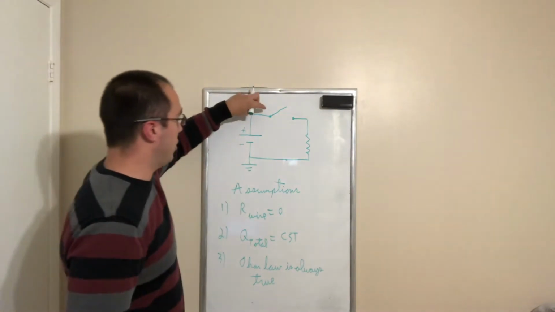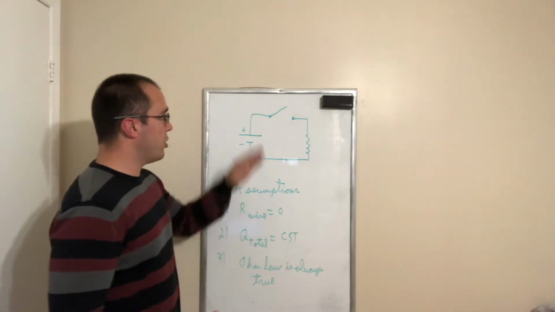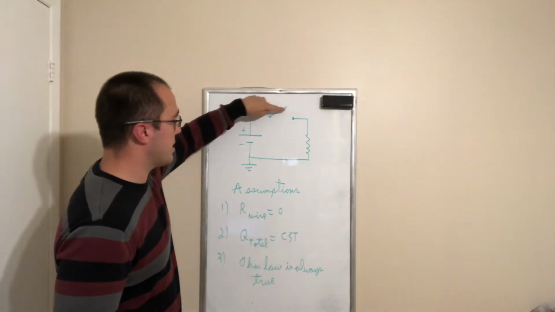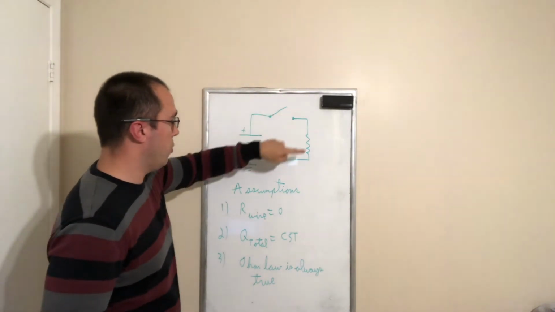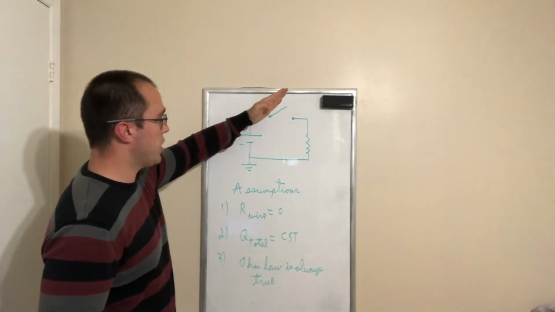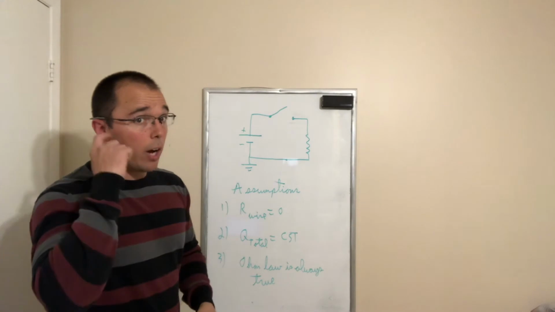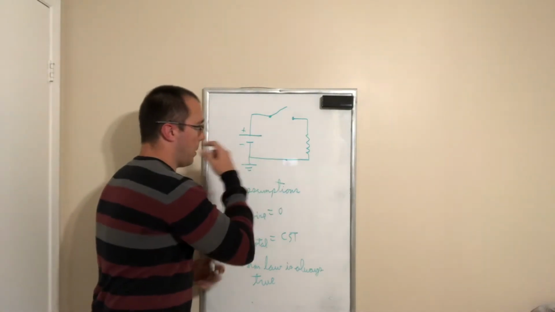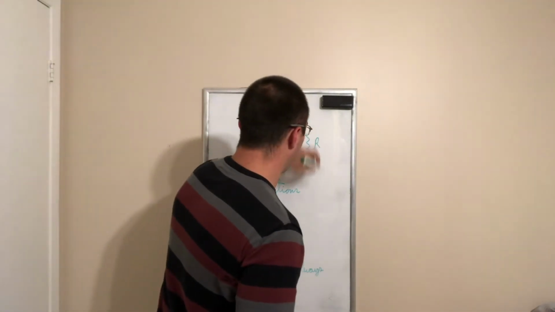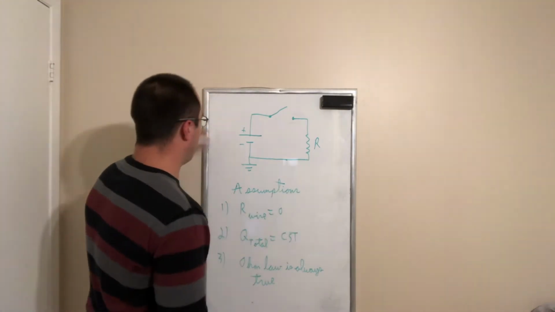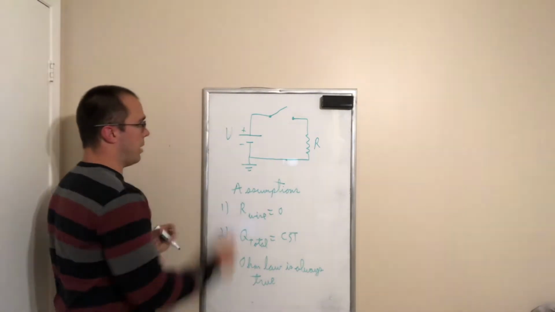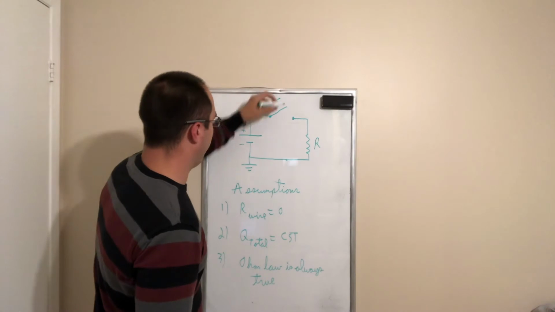We also have a switch. Now if the switch is open like this, the current is not able to flow in the circuit, all right? When the switch is closed, the current is able to pass in the circuit. We also have a resistor. Often we will use the notation R for the resistance, V for the power source, and S for the switch.